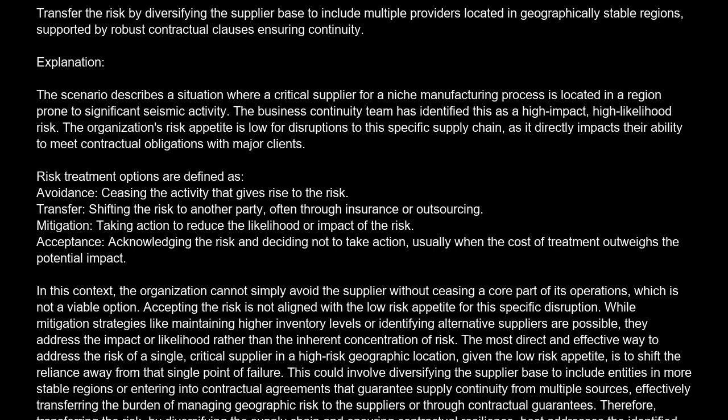This could involve diversifying the supplier base to include entities in more stable regions, or entering into contractual agreements that guarantee supply continuity from multiple sources, effectively transferring the burden of managing geographic risk to the suppliers or through contractual guarantees. Therefore, transferring the risk, by diversifying the supply chain and ensuring contractual resilience, best addresses the identified problem.